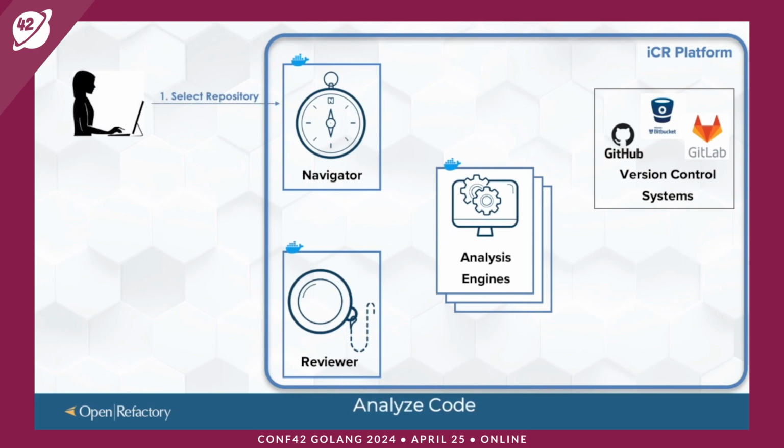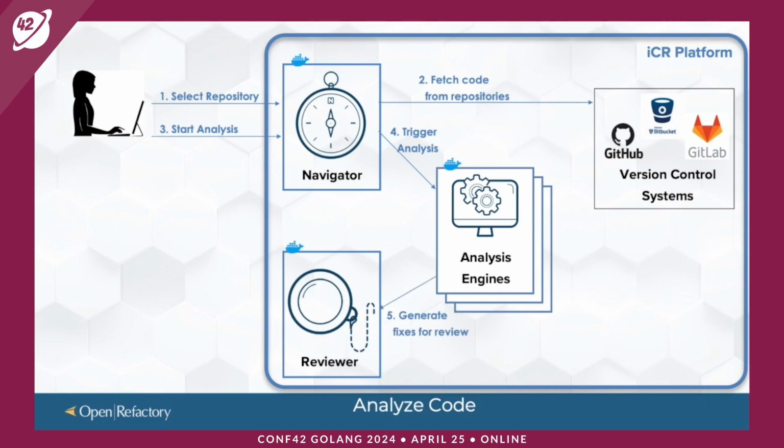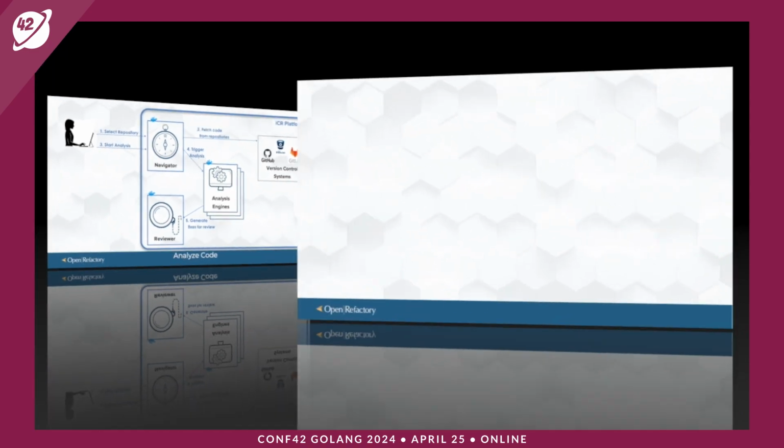To analyze your code, you first log into the Navigator. Select the project you wish to analyze. The Navigator then fetches the code from your VCS. You then select the branch that you want to analyze and start the analysis. The Navigator scans the project and presents you with the language options. After selecting the language, the appropriate analysis engine is invoked. When analysis completes, the results are placed into a database for later review. Let's look at that next.